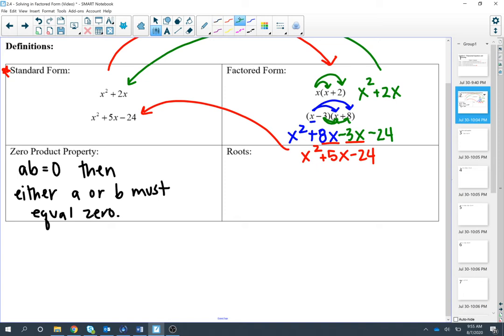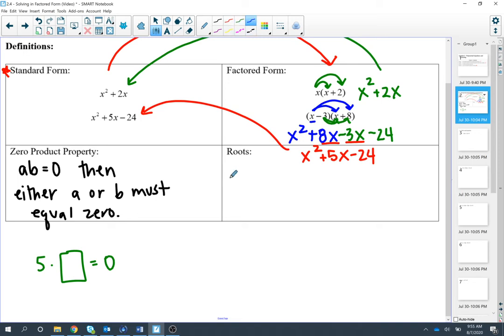Okay, so think about this for a minute. If we go back to, I don't know, second grade, third grade, and I give you 5 times a box equals 0, and you have to fill in the box. Well, 5 times what equals 0? The answer to that would be 0. Okay, so if I know that the product of something is 0, I know either the first number or the second number has to be 0 in order to make that 0.